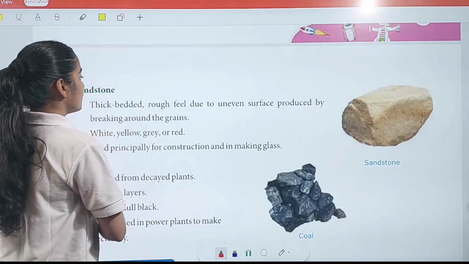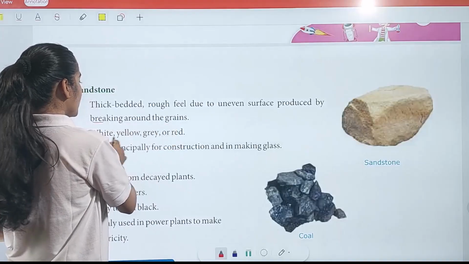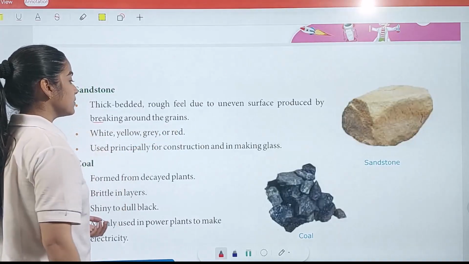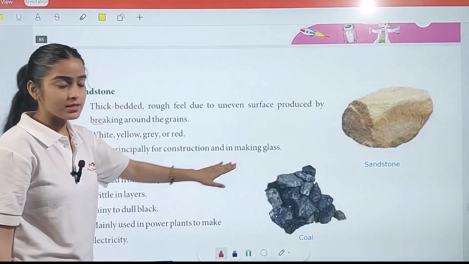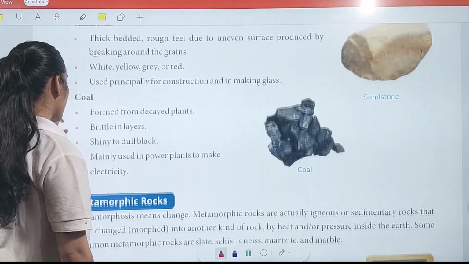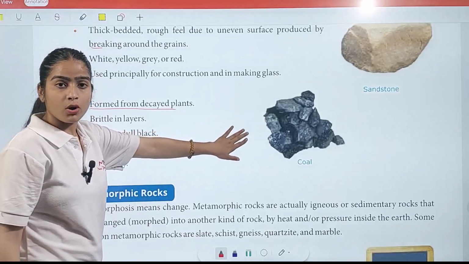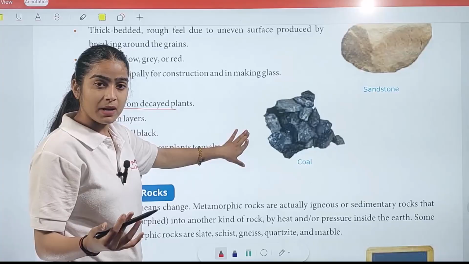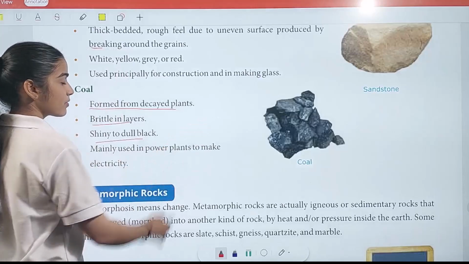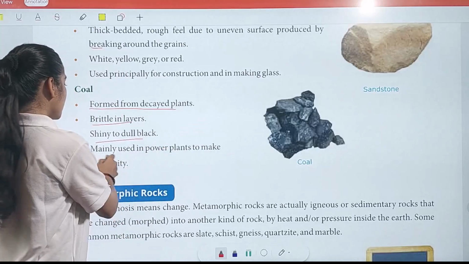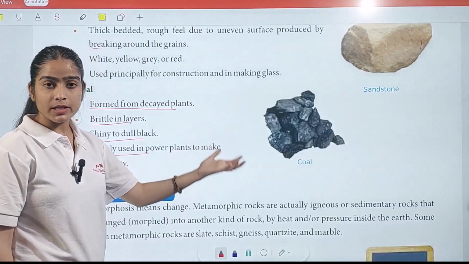sandstone, thick bedded, rough feel due to uneven surface produced by breaking around the grains, white, yellow, grey or red in color, used principally for construction and in making glass. So we use sandstone for making glass, the glass you have in your windows, etc. Now we have coal, formed from decayed plants. Your coal is made from decayed plants after a long process, brittle in layers, shiny to dull black. We have shiny black and dull black, mainly used in power plants to make electricity. We generally use coal as a fuel to produce electricity.